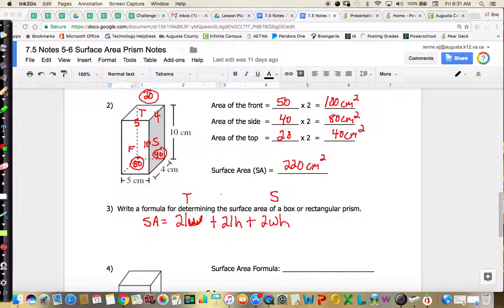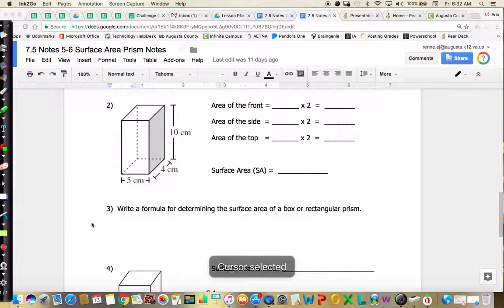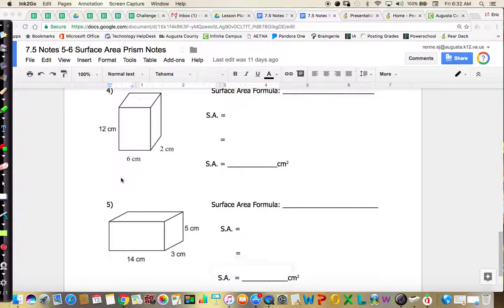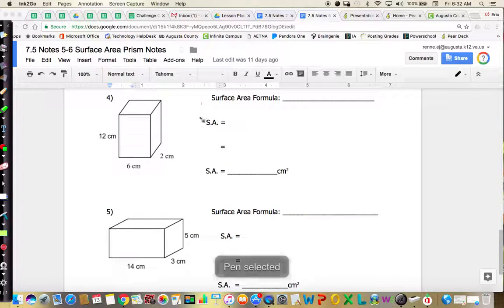If I haven't already confused you. Hopefully not. Okay. So now we have the top, length and width, the front, length and height, and the side, width and height. And of course we doubled it because there's two that are the same. So let's look at how the formula works. And once again, after I do 4, if you want to pause it and try to do 5 on your own, that would be outstanding.